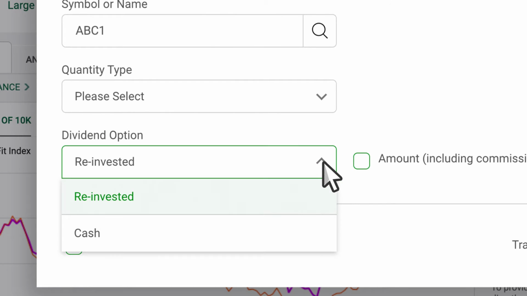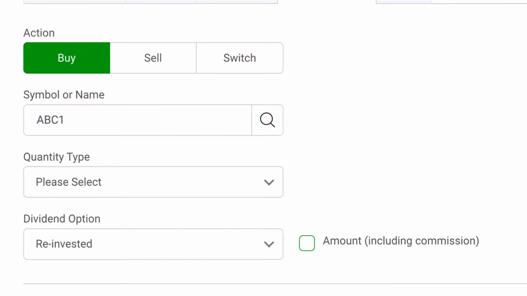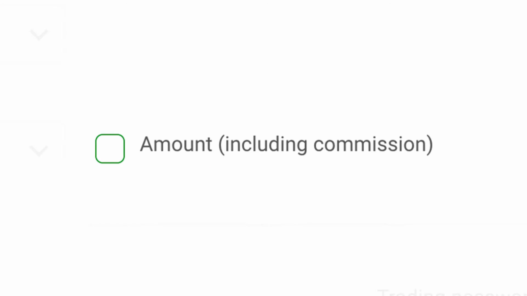Next, the mutual fund may offer dividends or distributions. Here, you can decide if you want these to be reinvested automatically. Typically, this is done at no cost to you. Lastly, while most mutual funds do not have transaction fees, there are a few that may, so check the fund prospectus to confirm. If the fund does charge a fee for purchases, you can include this fee in your total amount by checking the amount box.